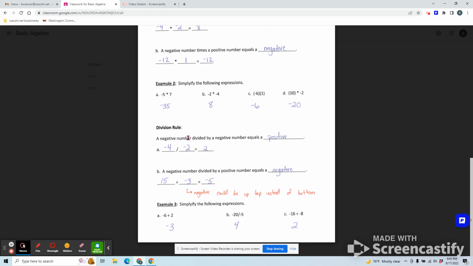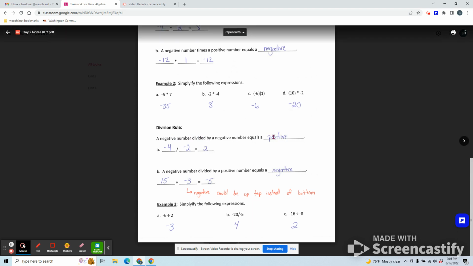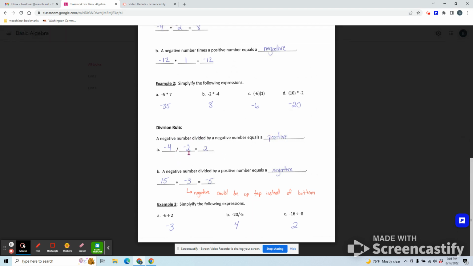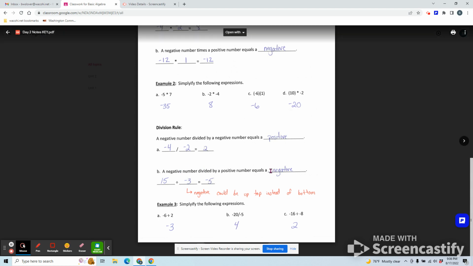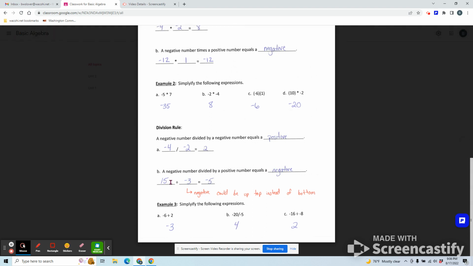Division rule. This is the same thing as we just saw in multiplication. If I divide two negative numbers, I get a positive. -4 divided by -2, I get a positive 2. And it's the same thing for dividing one negative by a positive. I get a negative number. So 15 divided by -3 equals -5. And just like I have the note here, the negative could be on the top instead of the bottom. It doesn't matter. Just like with the multiplication, as long as one of the numbers is negative, your answer is going to be negative.